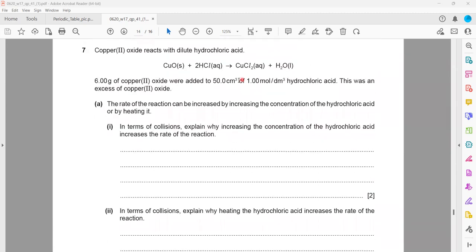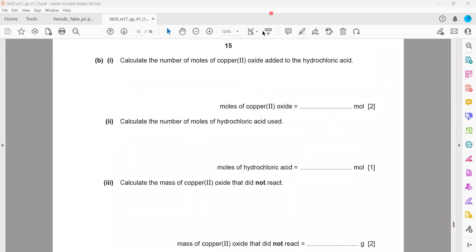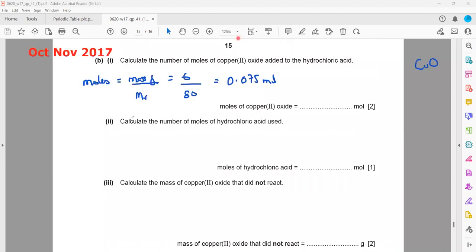So it is 50 cm cube and 1 mole per dm cube. It will be 50 divided by 1000 multiplied by 1, equal to 0.05. So concentration into volume, but volume should be in decimeter cube. Concentration is 1, but the volume is 50. We divide by 1000 to convert into decimeter cube.